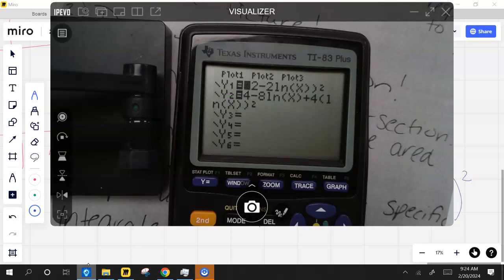Try it with respect to the y-axis while we work on this and see if you get the same. You should get the same answer because it's the same shape, the same volume. You're just doing it a different way. See if you get the same thing. Just make sure you solve the equations for x instead of y.